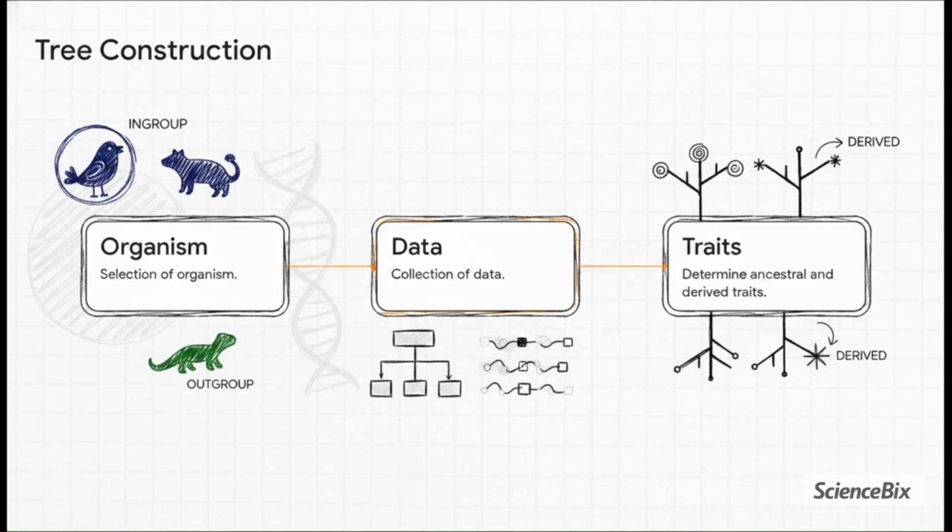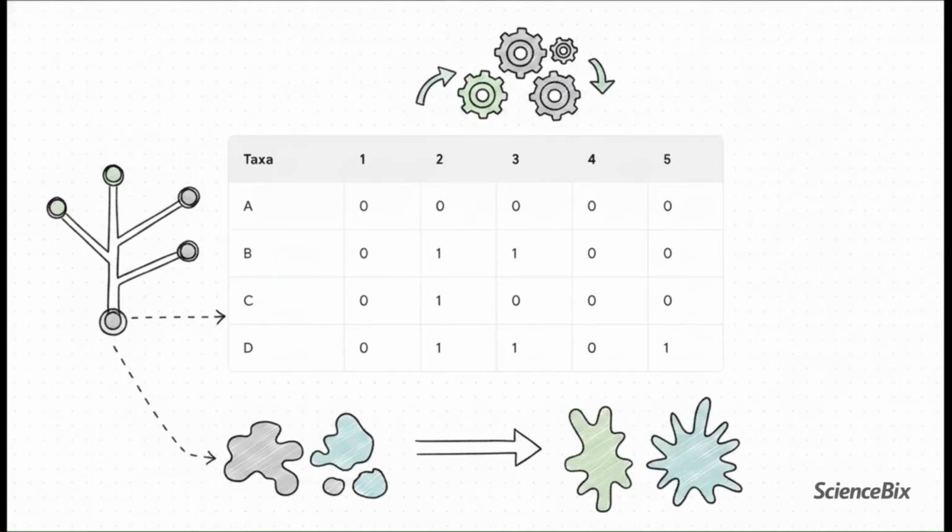Next, they collect an exhaustive amount of morphological and molecular data. And finally, they compare all this data to determine which traits are ancestral, meaning older and inherited, and which are completely newly derived. To process all that data, they build what's called a distance and similarity matrix. They essentially tabulate traits using a binary system. Zeros represent a primitive or ancestral state, and ones represent an advanced or derived trait.